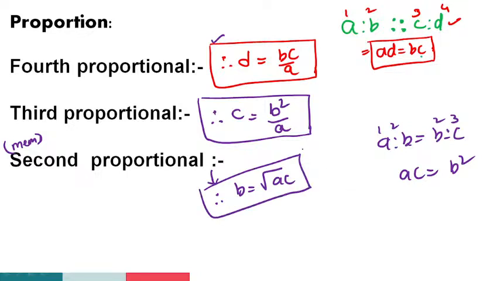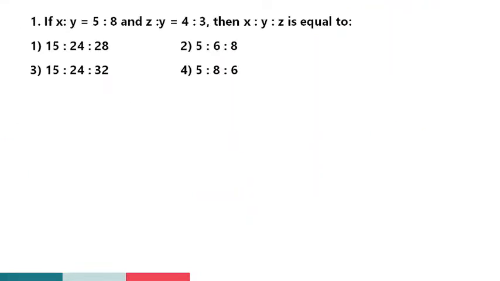Just remember, guys, these three formulas are very, very important. What is the fourth proportion formula? D is equal to BC by A. What is the third proportion formula? C is equal to B square by A. What is the second proportion formula? B is equal to root of AC. Clear, guys, all of you? Any doubts regarding these three points? Right, and move on to the next one, guys.